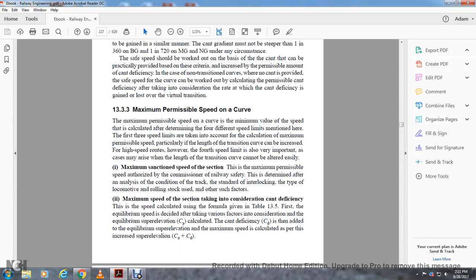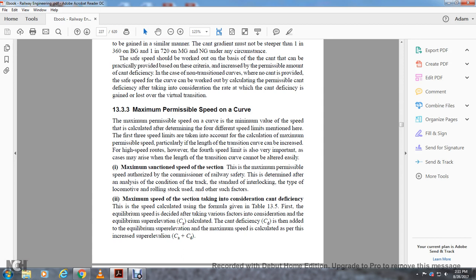Maximum permissible speed of the curve. The maximum permissible speed of the curve is the maximum value of the speed calculated by determining the 4 different speed limits mentioned here. For the first speed, 3 speed limits are taken into account in the calculation. Maximum permissible speed, particularly on the length of the transition curve, is increased for the high speed route. However, the 4 speed route is always important as the cause may arise. Length of the transition curve can be altered easily.